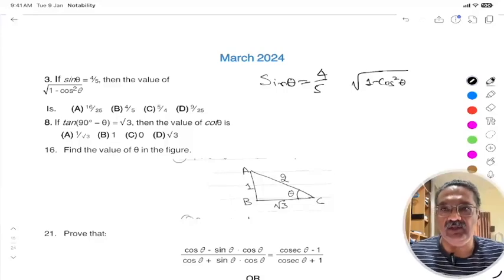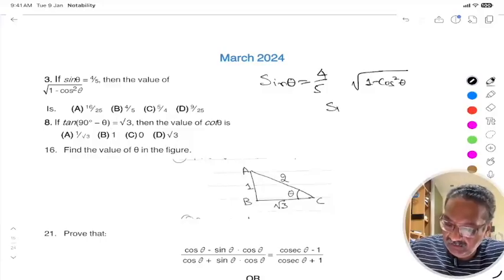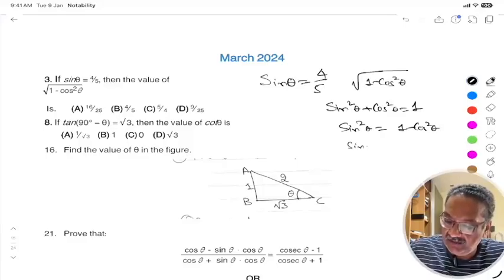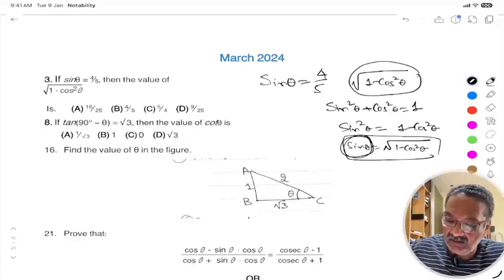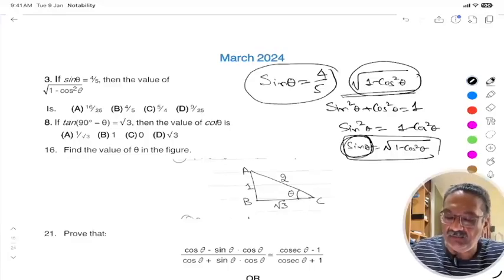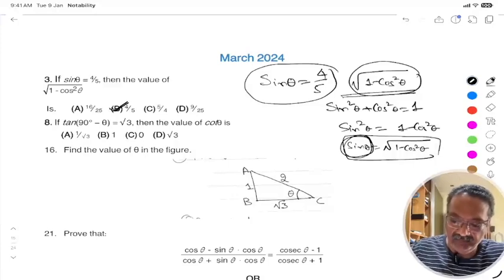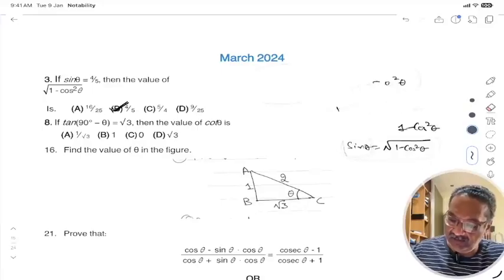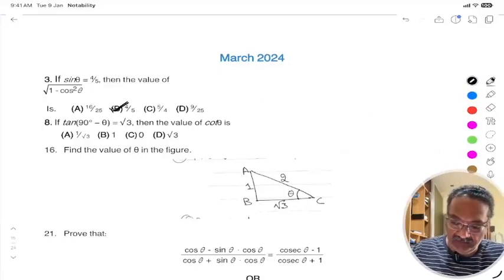See, you cannot find the value of theta here, right, and then go for cos theta and all. We should know the identity. We know sin square theta plus cos square theta is equal to 1. So sin square theta is equal to 1 minus cos square theta. So sin theta is equal to square root of 1 minus cos square theta. They have already given the value of sin theta. So the square root of 1 minus cos square theta will also be equal to sin theta. So the answer is 4 by 5. Okay, it's a very simple MCQ.